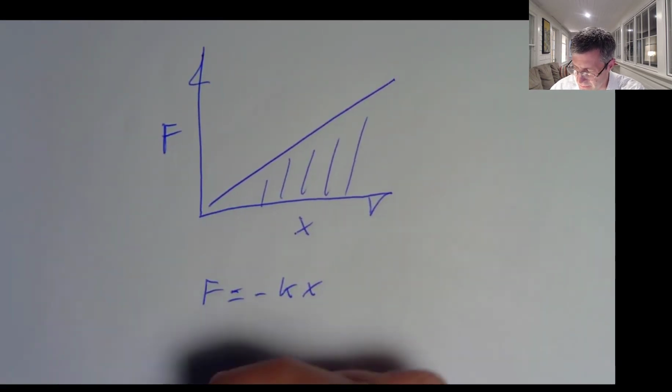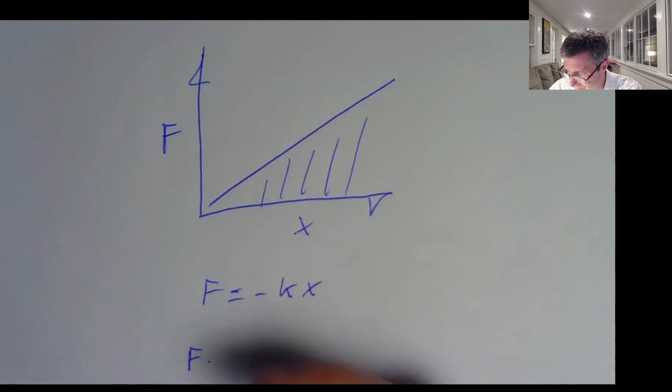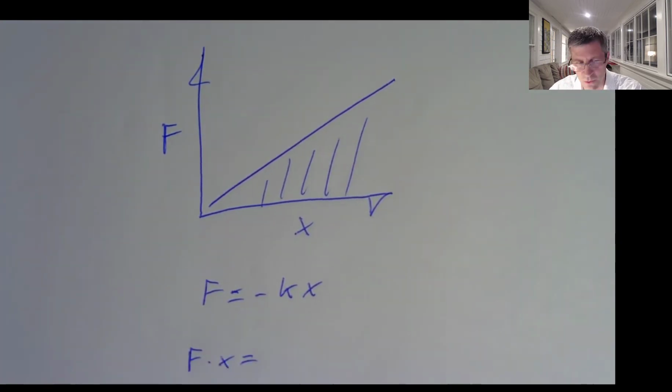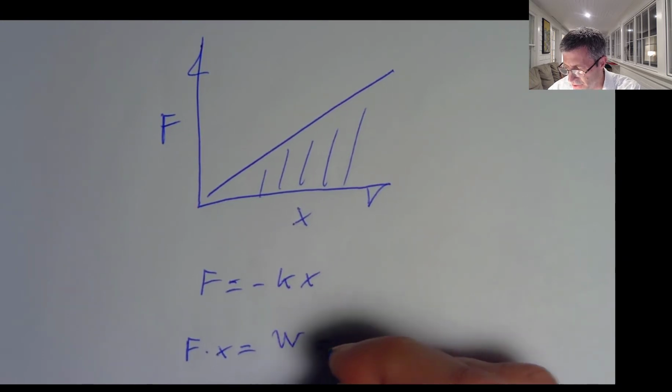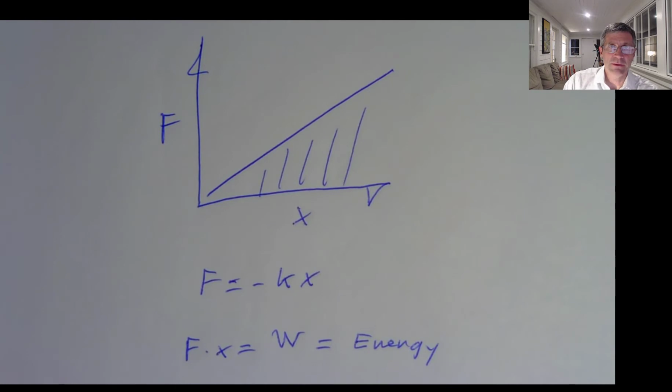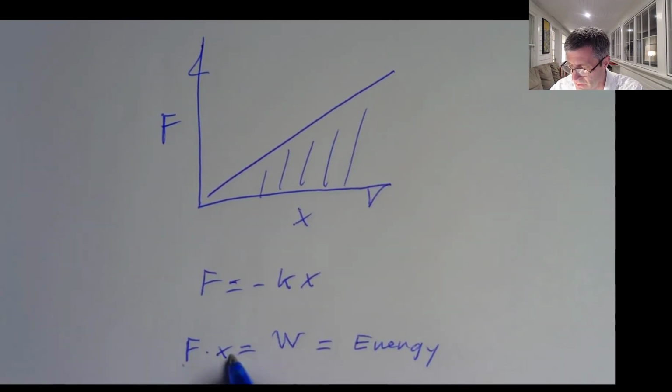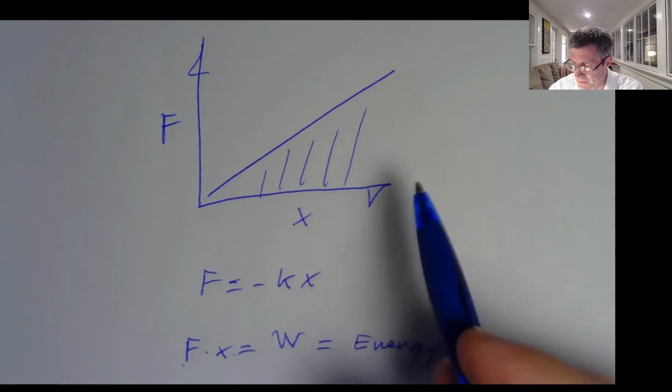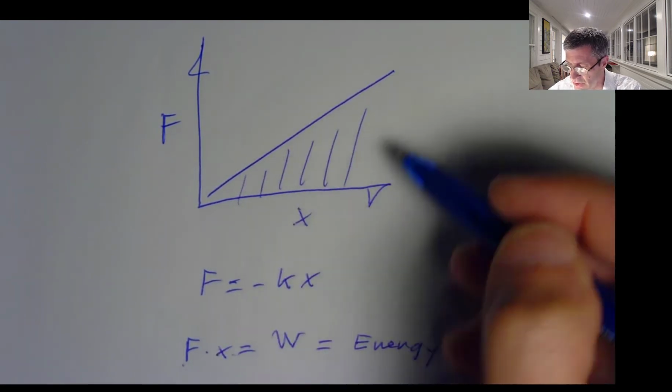Remember, force times distance is going to be work, which is a function of energy. So I can think about the amount of energy stored in a spring as being a function of the force that I applied over the distance that I stretched or compressed the spring. The key thing here, though, is that it's a variable force, but it's linearly variable. So let's say force times distance. Well, this is going to be the area under this curve, right?